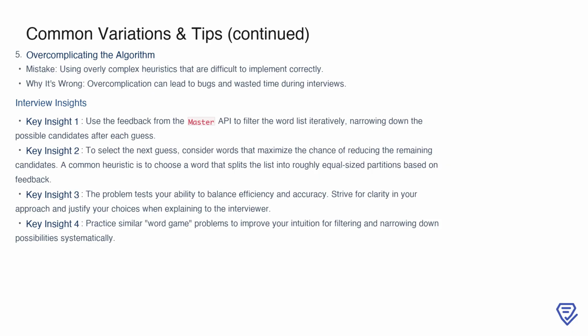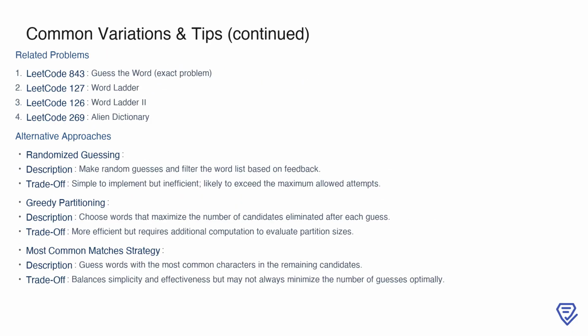The guess the word problem shares similarities with other word-based problems you might encounter, such as LeetCode 127, Word Ladder, and LeetCode 126, Word Ladder 2, both of which involve transforming one word into another. Another related problem is LeetCode 269, Alien Dictionary, which focuses on ordering characters based on constraints. These problems can help you build problem-solving skills in areas like filtering and pathfinding.